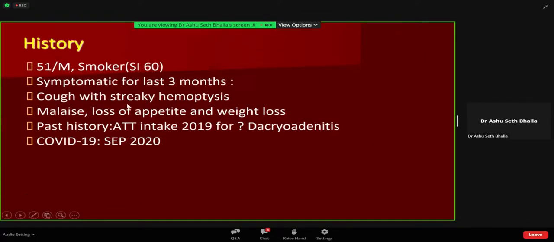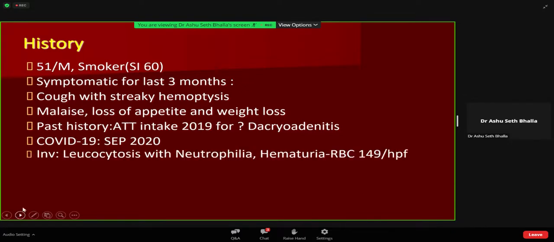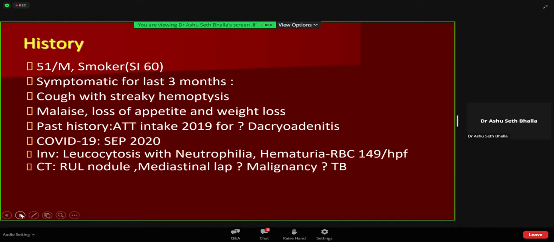This is a 51-year-old male who's a smoker who comes with streaky hemoptysis, plus some systemic symptoms, plus a past history of dactylitis, and now practically everybody has a past history of COVID, which is compounding. On investigation, he's found to have leukocytosis. There's a right upper lobe nodule which is detected, and patient is a smoker, although the smoking index is low, and he has come with hemoptysis.